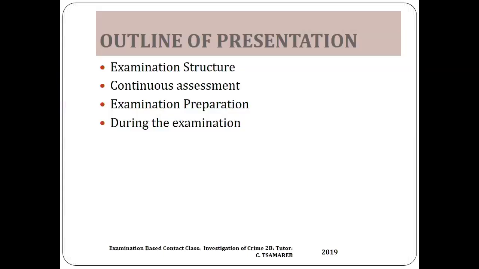First of all, we'll look at our outline of the presentation. And our examination structure, we'll be looking at the continuous assessment, how it's calculated. We'll be looking at your examination preparation, and during the examination, what you need to have and what you need to know.